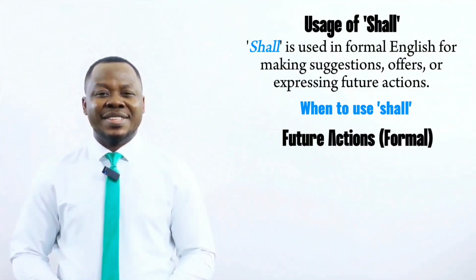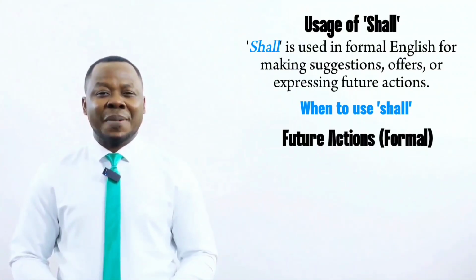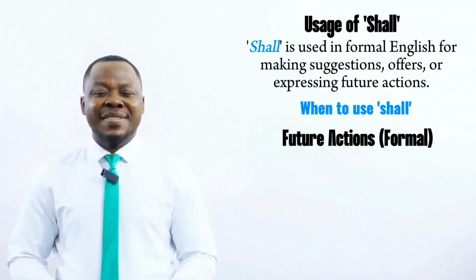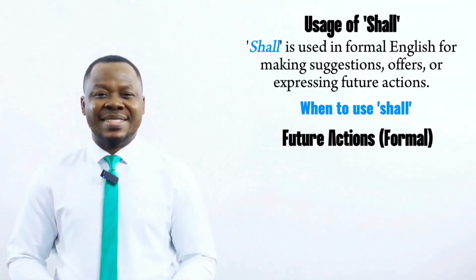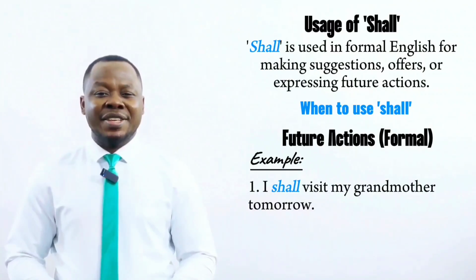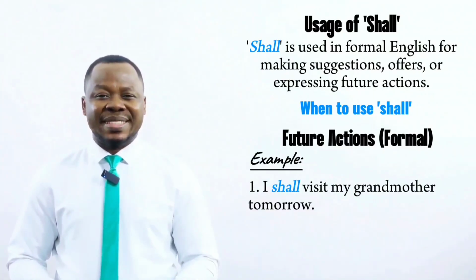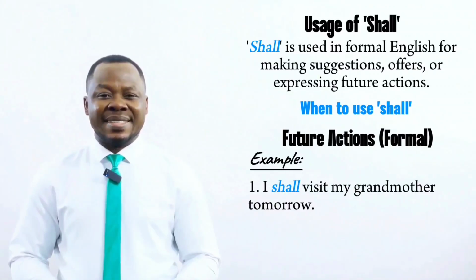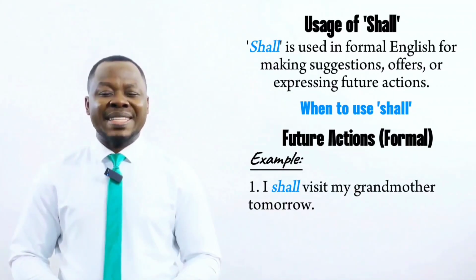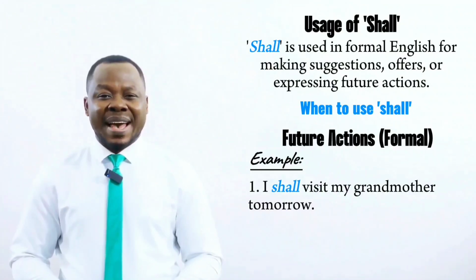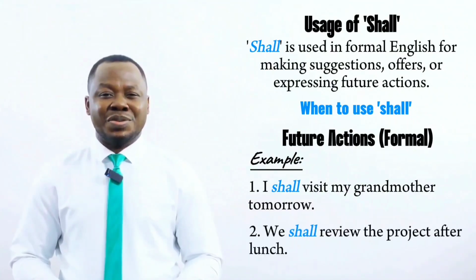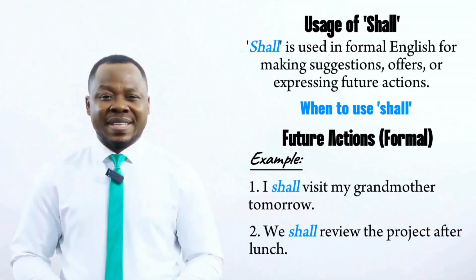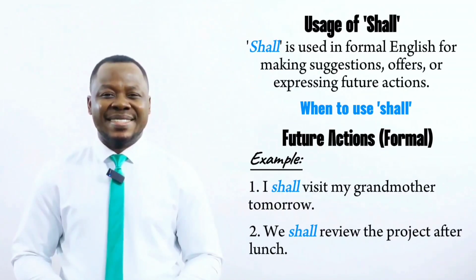1. Shall is used to talk about future actions in the formal context. For example, I shall visit my grandmother tomorrow. Shall in this sentence expresses formal intention about a future action. 2. We shall review the project after lunch. Shall in this sentence indicates a formal plan or decision for a future action.